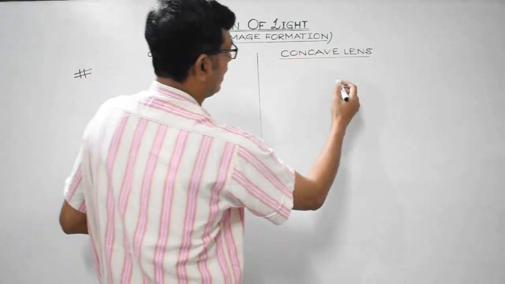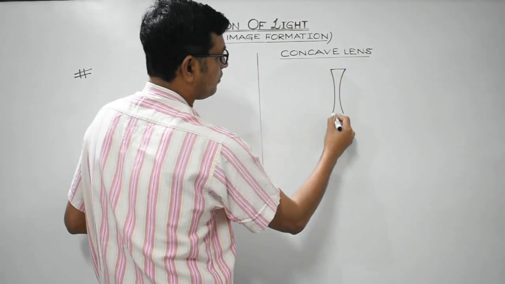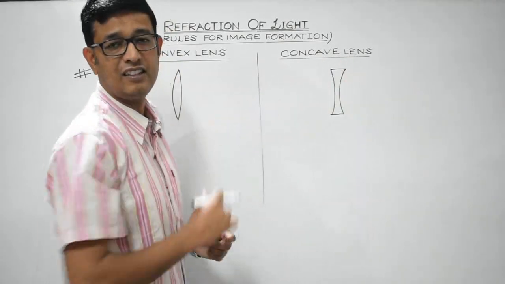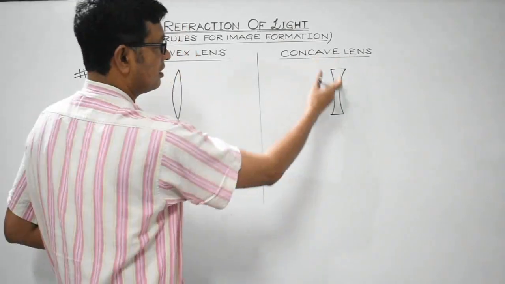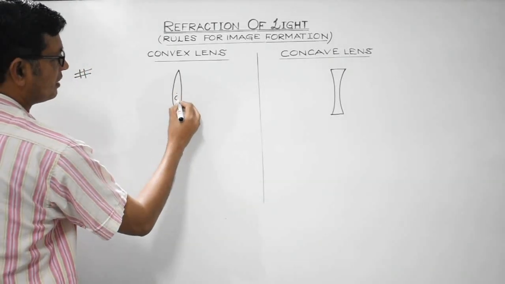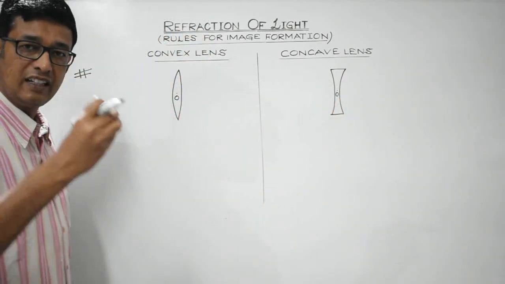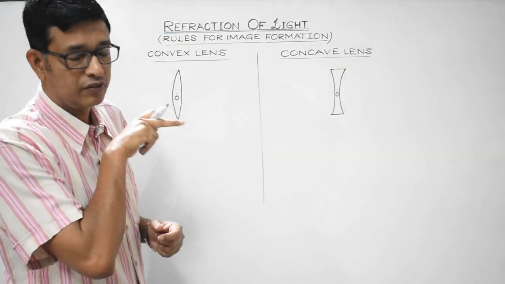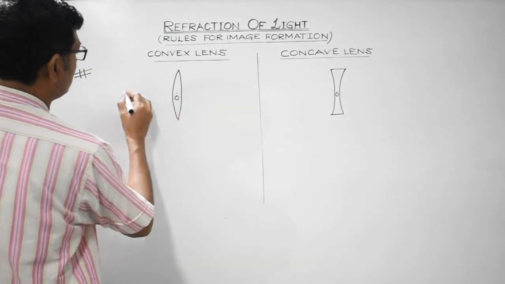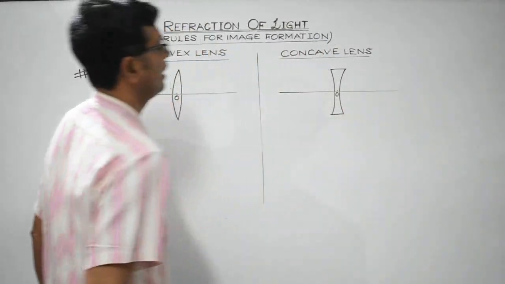While in the case of concave lens, you are aware it's a diverging lens and it is thin at the center while thick at the edges, right? So that's the concave lens, biconcave lens. So this is the optical center. It is the point inside the lens through which if the ray passes, it remains undeviated. That also we have discussed earlier. So this is the principal axis. Suppose this is the principal axis.